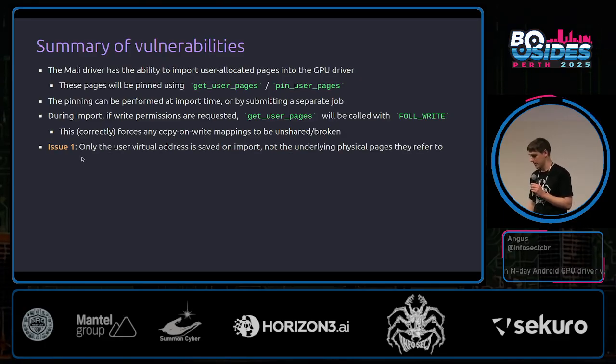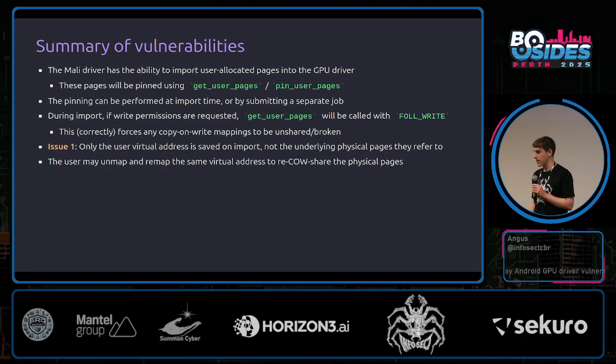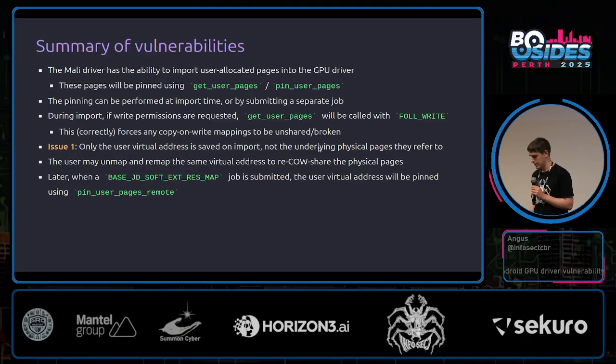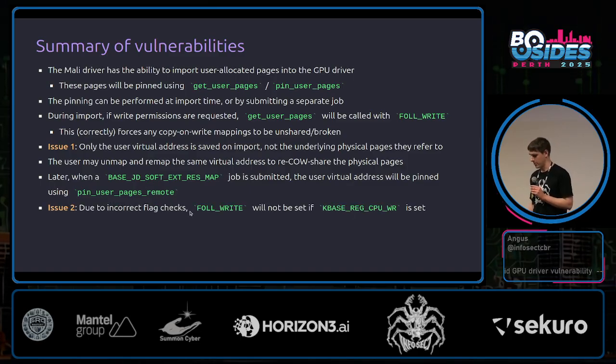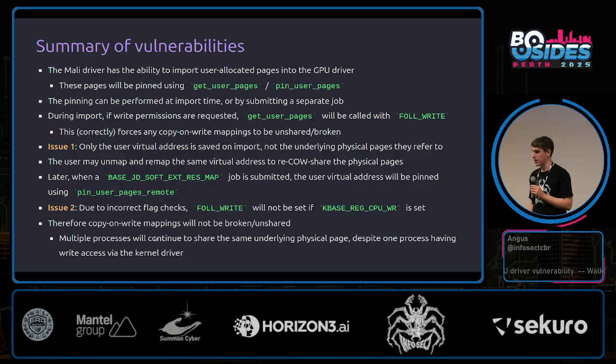The problem is, because only the user's virtual address is saved during import, not the underlying physical pages, the user is free to do whatever they want with those virtual addresses: unmap them, remap them, and they can re-establish broken copy on write mappings. Later, when we submit a job to actually pin those underlying pages, because of our vulnerable function, FOLL_WRITE is not set, even though we set the CPU write flag. And therefore we'll get a new mapping to some shared memory, and then we can use this to write data to memory that's shared between root processes and unprivileged processes.